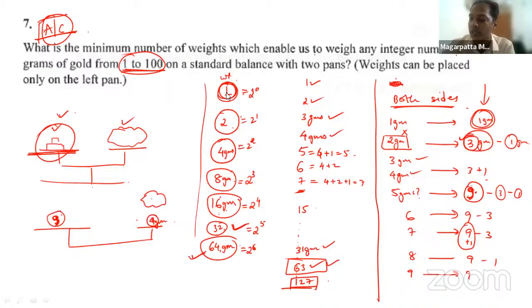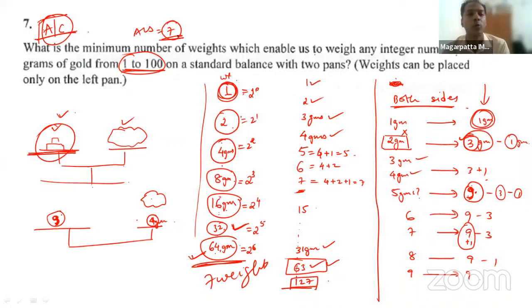So the answer to this question is 1, 2, 3, 4, 5, 6, 7 weights were required to calculate all the weights from 1 to 100. Therefore, the answer is 7. We are allowed to keep weights only on one side. Chalo, moving on.